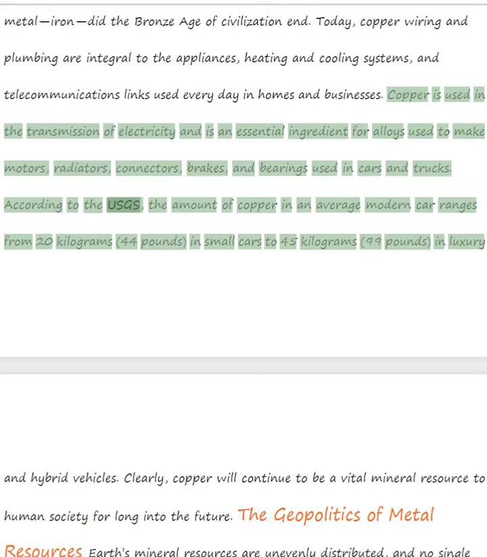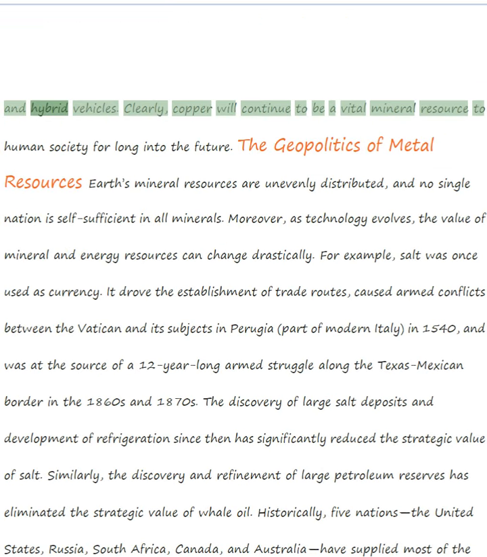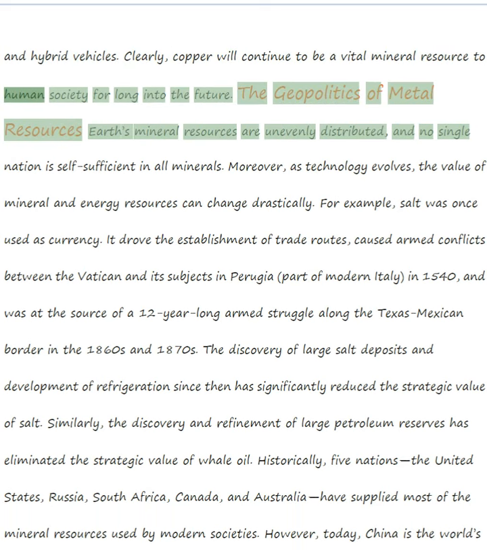According to the USGS, the amount of copper in an average modern car ranges from 20 kilograms in small cars to 45 kilograms in luxury and hybrid vehicles. Clearly, copper will continue to be a vital mineral resource to human society for long into the future.